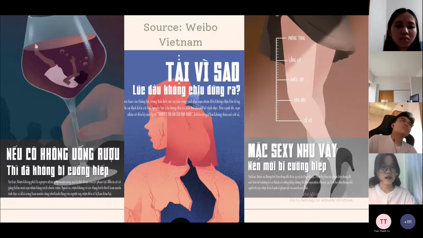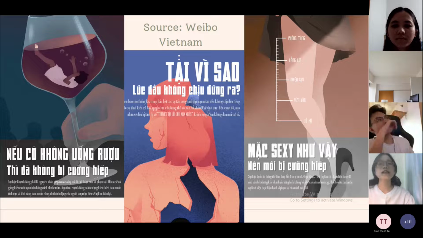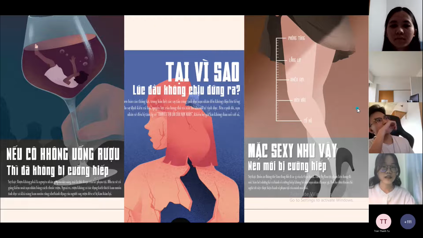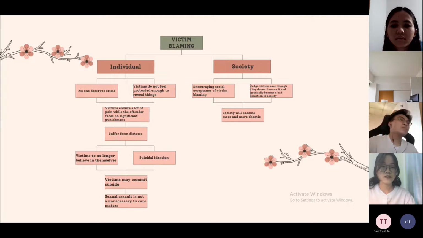And because of the victim blaming culture, the victims did not dare or could not reveal their stories. This tendency exists in all societies and it is damaging. So we believe that victim blaming in Vietnam should be abolished for good. Now, let's take a quick look at the flow or the reasons why we support such a situation.